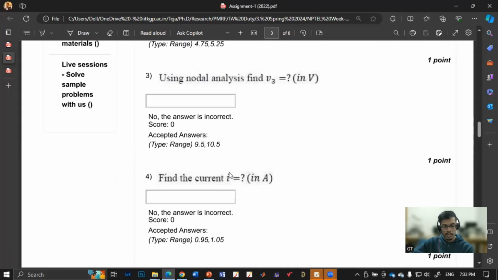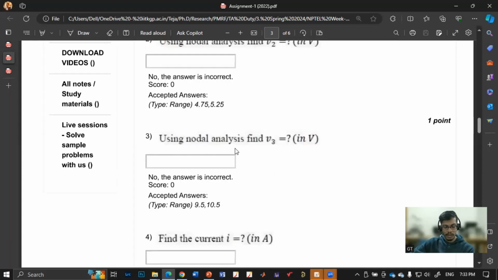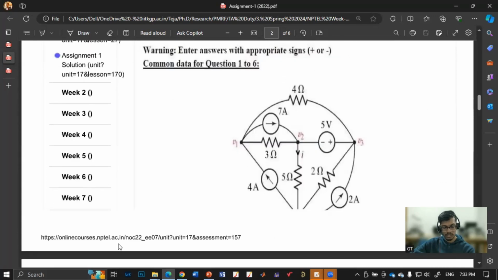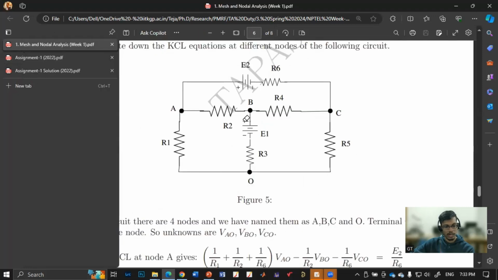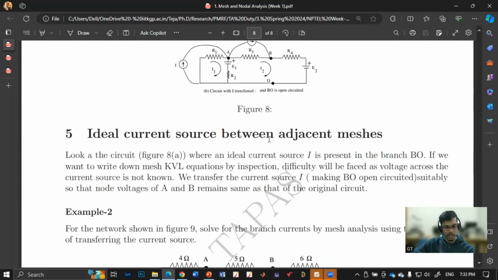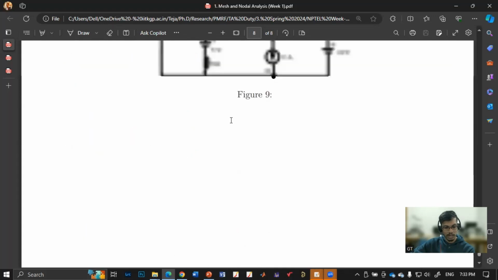Sir, I have one doubt. In mesh analysis, we have written a shortcut as the coefficient of the currents. Is there any shortcut to write down the KVL directly as the coefficient of V1, V2, V3? Actually, in the lecture notes, there is a shortcut written for this nodal analysis also.